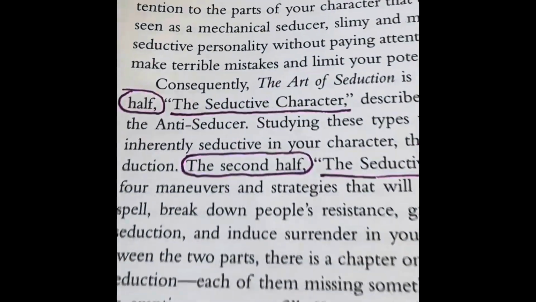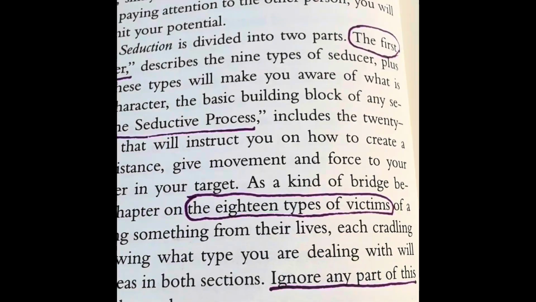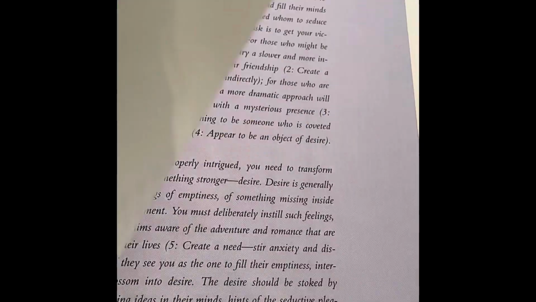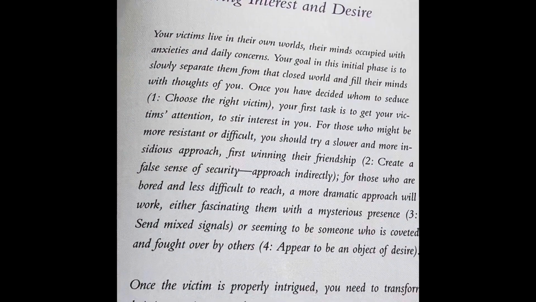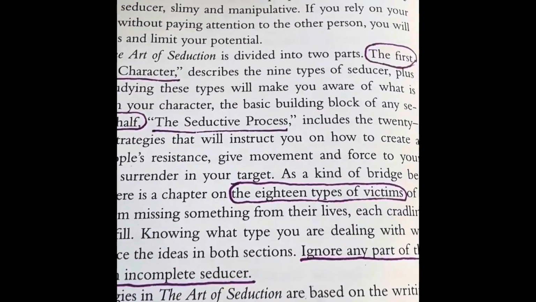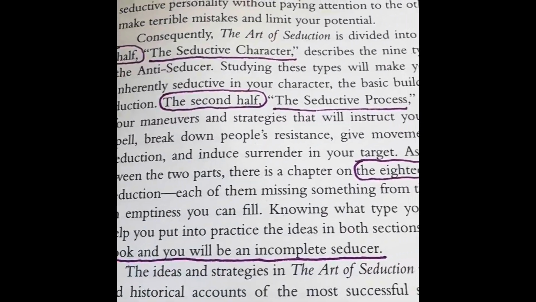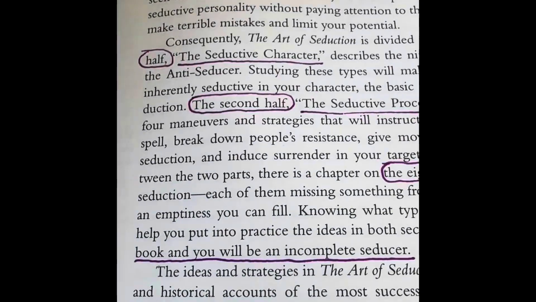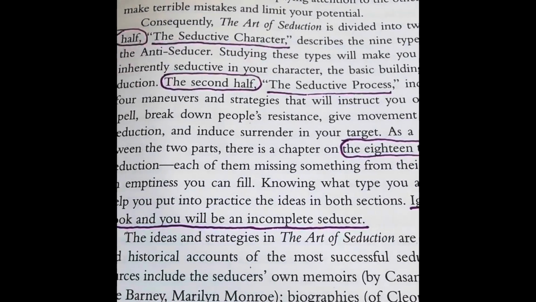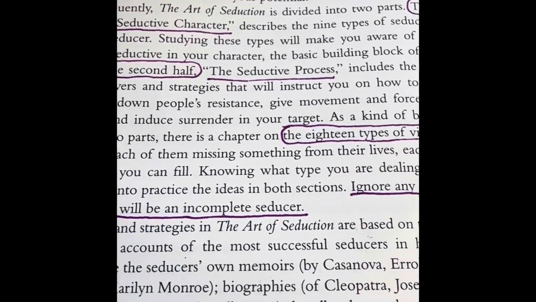The second half, the seductive process, which again is Part Two in The Art of Seduction, starts with Phase 1, separation, stirring interest and desire. The seductive process includes the 24 maneuvers and strategies that will instruct you on how to create a spell, break down people's resistance, give movement and force to your seduction, and induce surrender in your target.